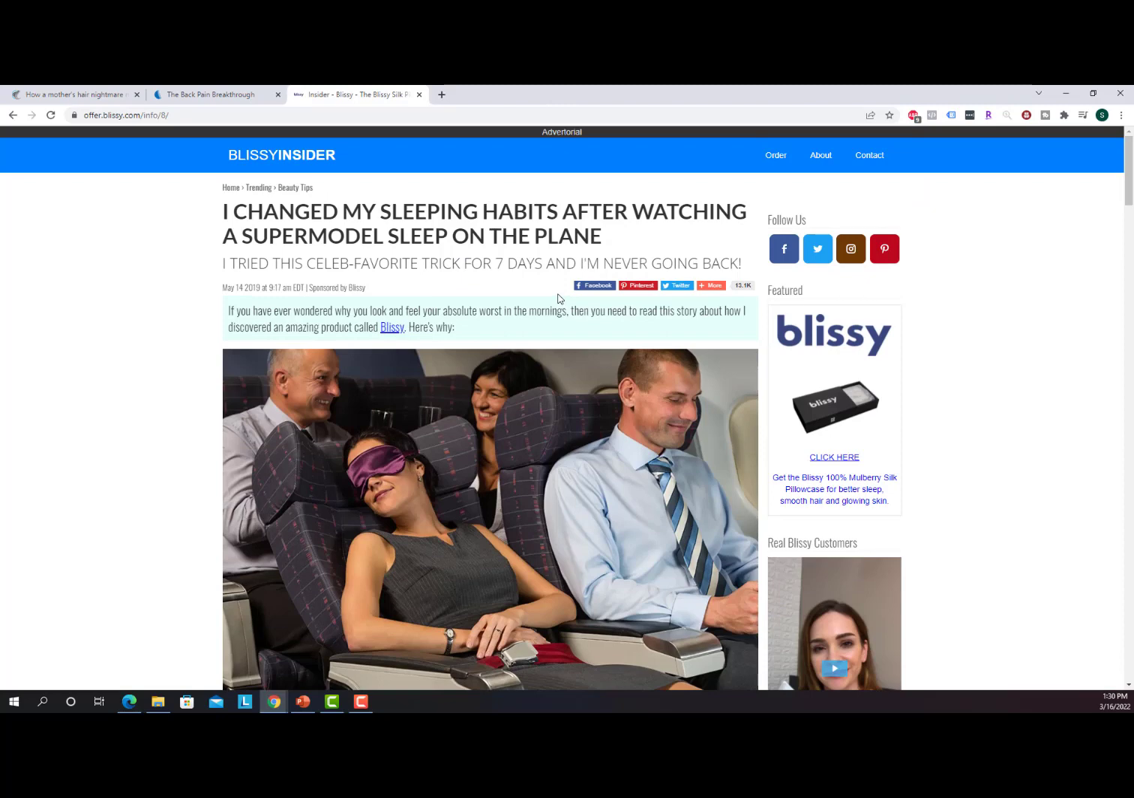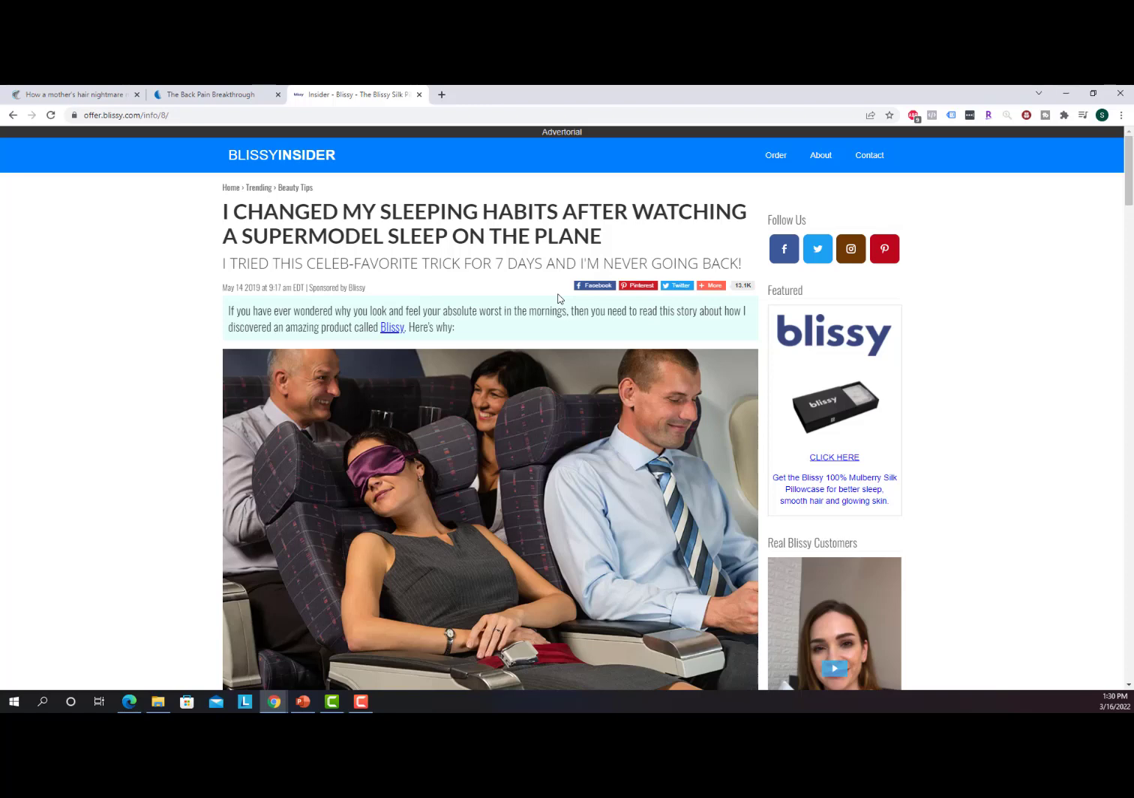The next example is something we've also talked about in prior trainings. This is from Blissy. I changed my sleeping habits after watching a supermodel sleep on the plane. This story, again, triggers certain emotions, right? It hits certain pain points. Maybe you're not wondering about your sleeping habits, but people know, you've got to get your beauty sleep, right? So throwing in this connection to a supermodel sleeping on the plane, that evokes a certain kind of image.